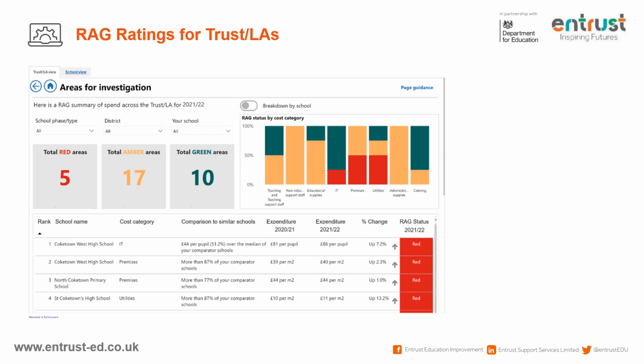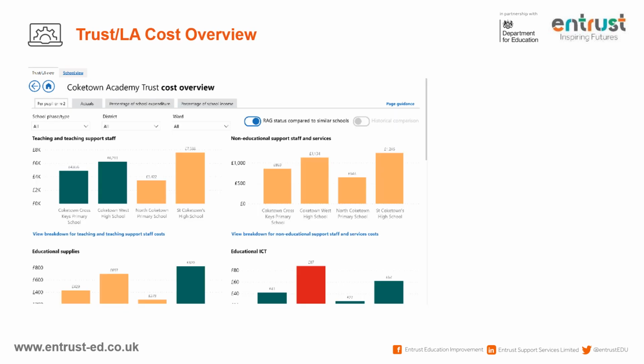You can also filter the screen in a number of ways. For example, selecting various school phases in the School Phase/Type drop-down filter. This will flow through to all the graphs and tables on this page. The Local Authority Cost Overview in the Trust/Local Authority view provides a helpful oversight for MATs and local authorities.